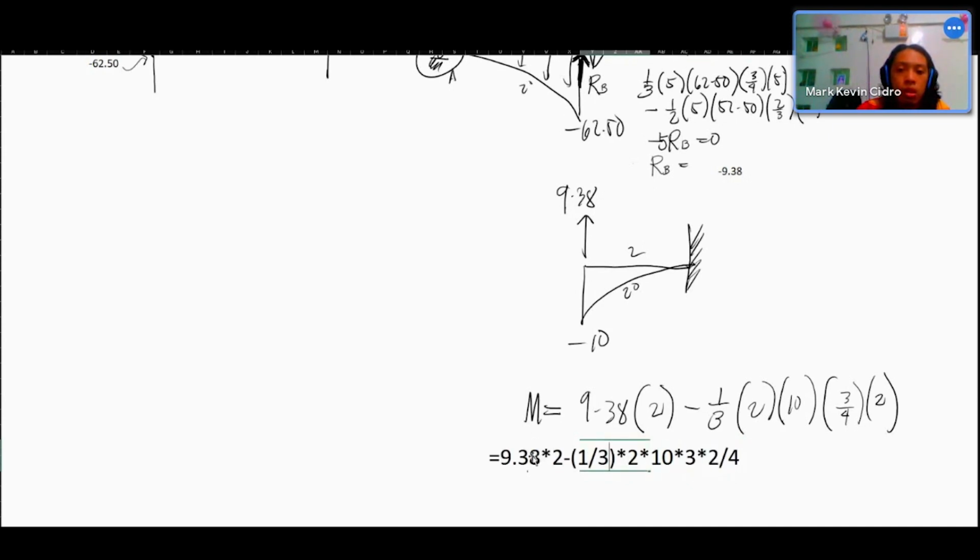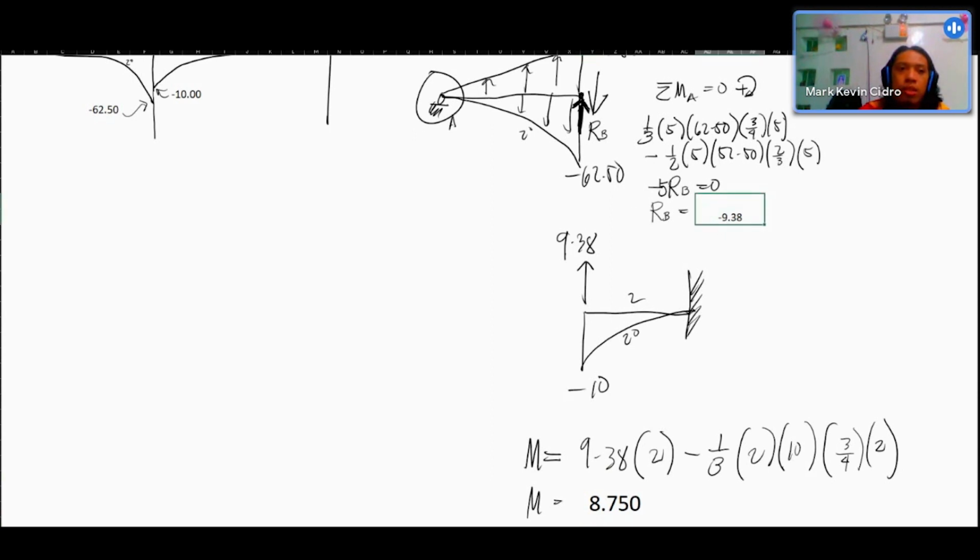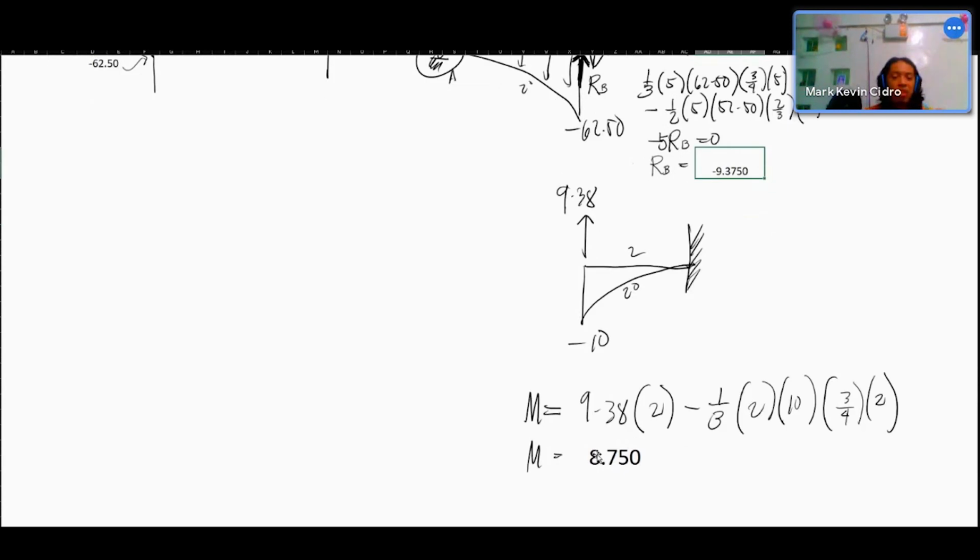Ito na ang 9.38. 9.375 dapat. Sige, 9.37. 8.75. Tama na, Marlon. Kasi dapat this is not 9.38; 9.375 dapat ang gamit. The result is 8.75.